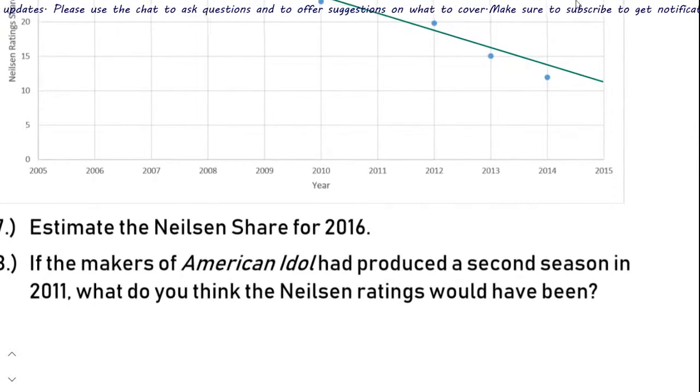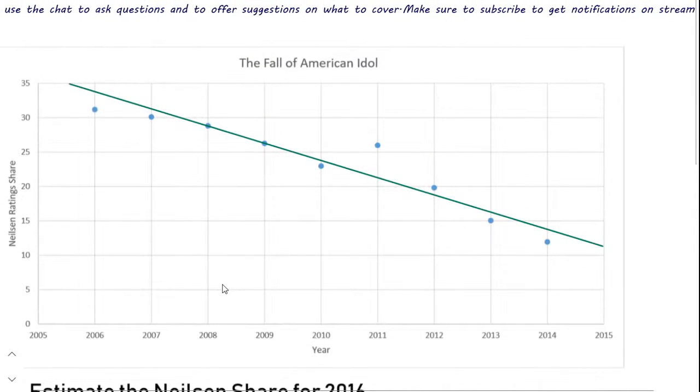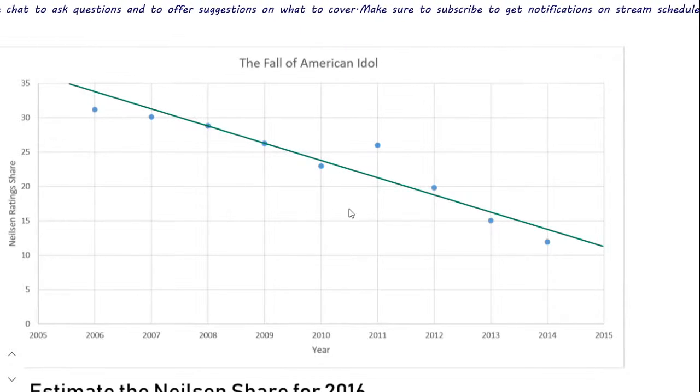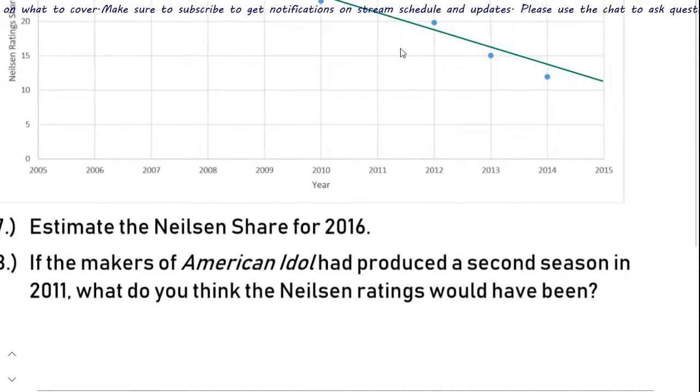You don't want to go too far above or too far below. This is obviously a negative trend because as our x values increase, our y values are going down. So you want to show that this is a negative trend. You would want to show a positive trend here. So, all right, we got our trend line.